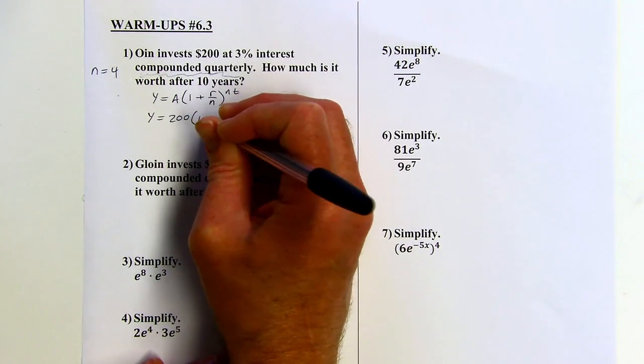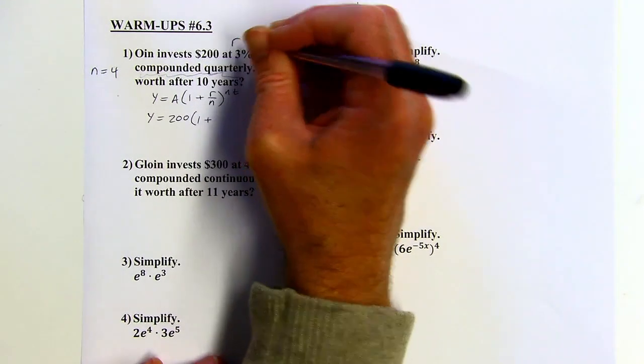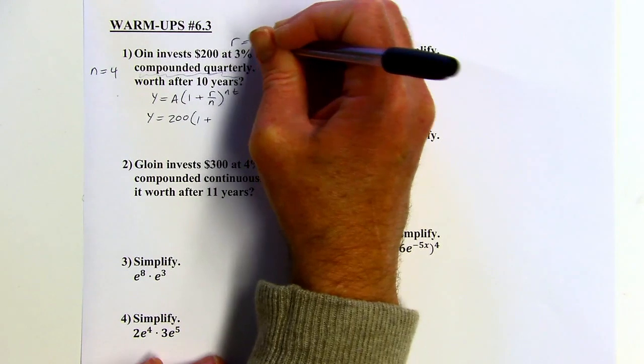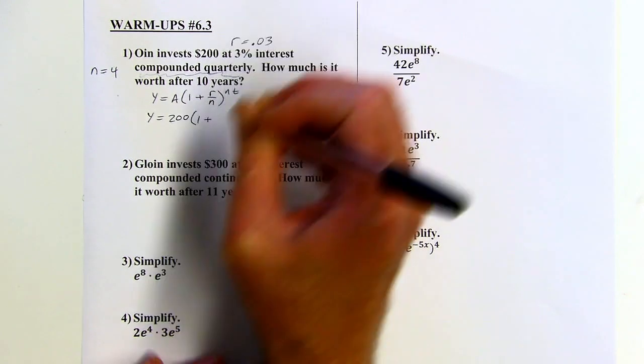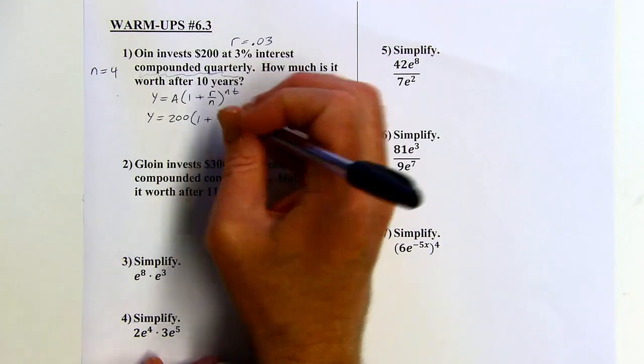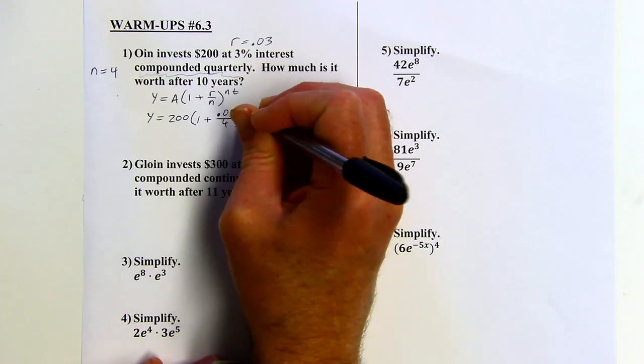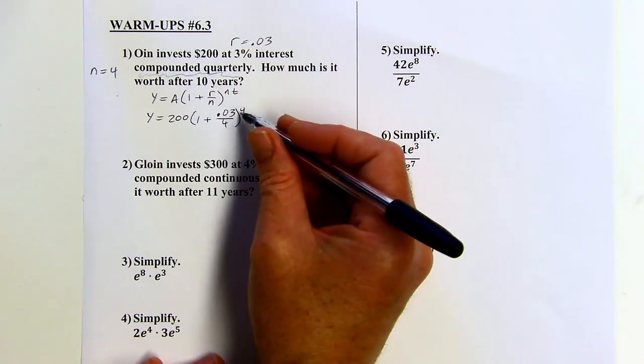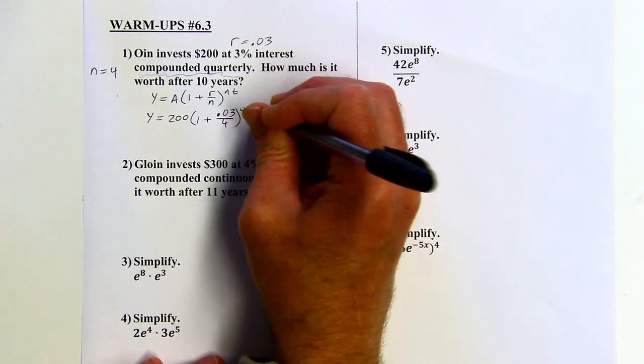Okay? The rate, be careful with the rate. The rate is 3%, but we want to write that as a decimal, so 0.03. And then n is 4. There's another n up there in the exponent, and the time is 10 years.